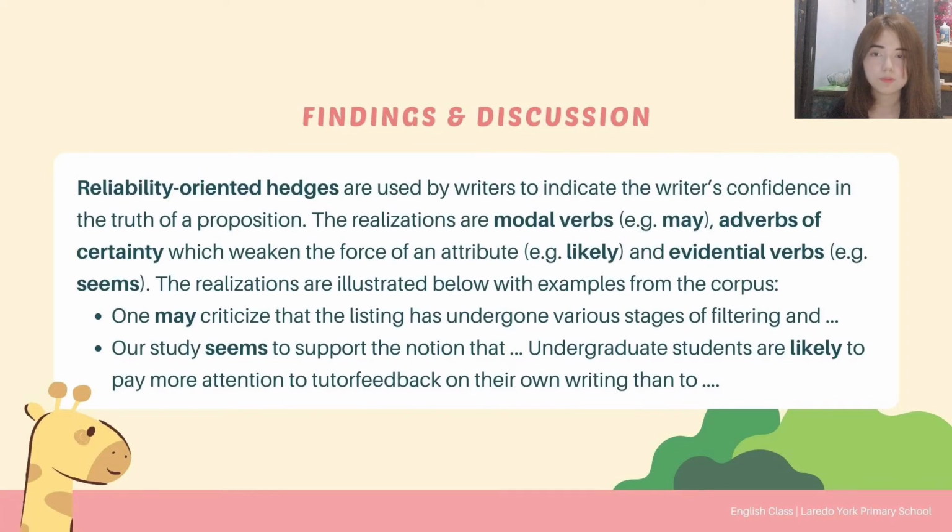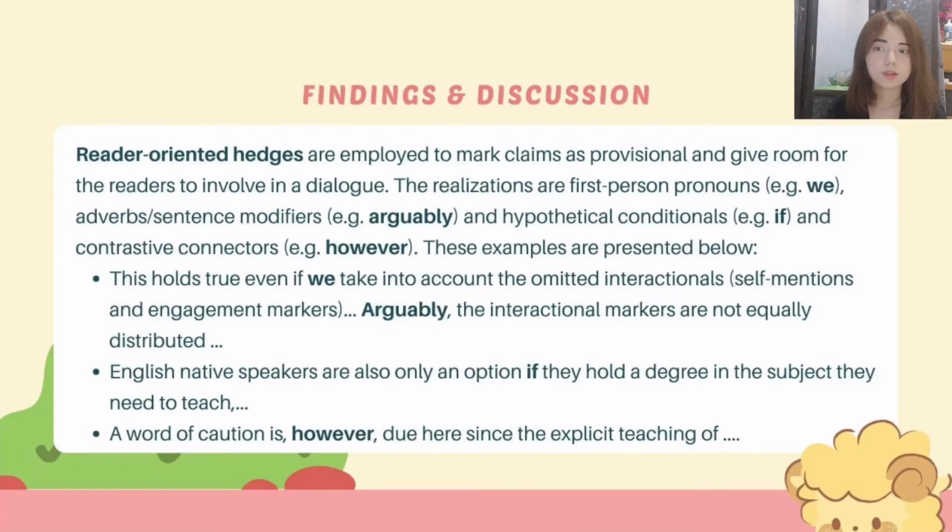And lastly, we have reader-oriented hedges. Reader-oriented hedges are employed to mark claims as professional and give room for the readers to get involved in a dialogue. The realizations could be in the form of first-person pronouns, like the use of we, and then adverbs as sentence modifiers, like arguably, and then hypothetical conditionals, like if, and last, the contrastive connectors, like however. Now these examples are presented below.